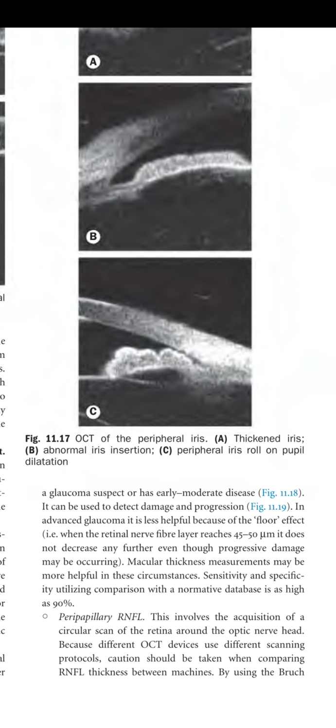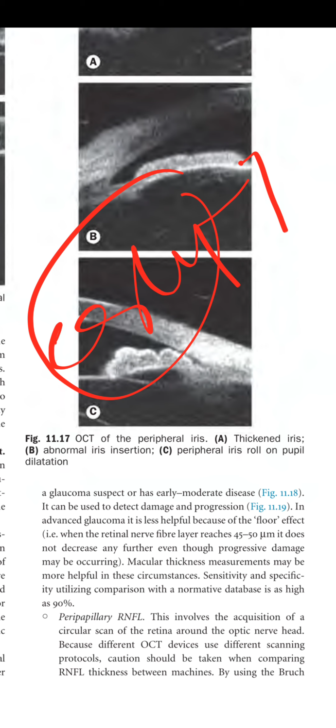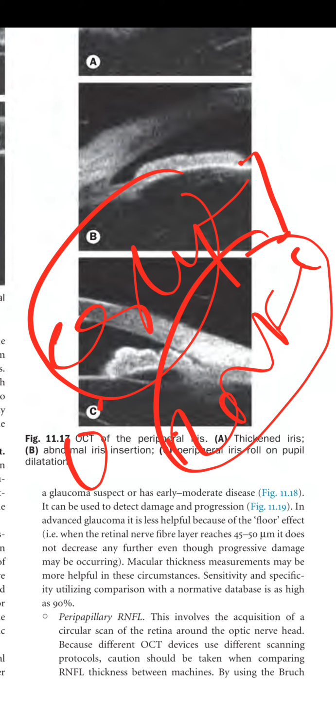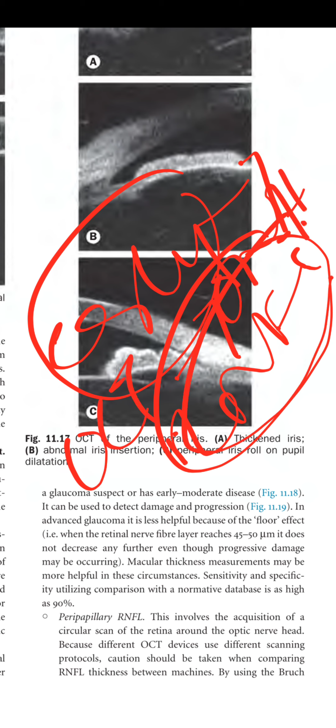When the retinal nerve fiber layer reaches 45 to 50 micrometers, it does not decrease any further, even though progressive damage may be occurring. So basically, it has a role in early glaucomatous damage when we are not sure whether it is glaucoma or not. Is there RNFL thinning? So we can do OCT of the optic nerve head to see the RNFL thinning. But in advanced cases it is not very helpful, because when the nerve fiber layer reaches 45 to 50 micrometers, it will not show any further progression.